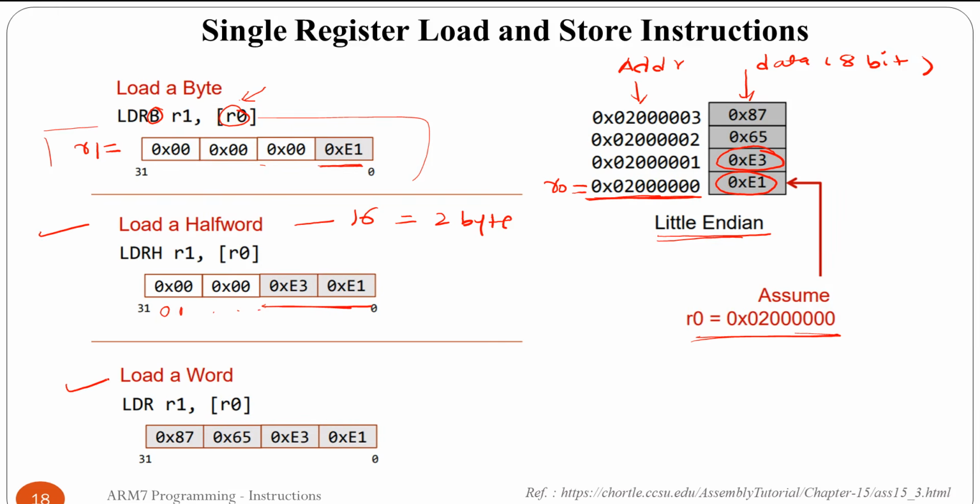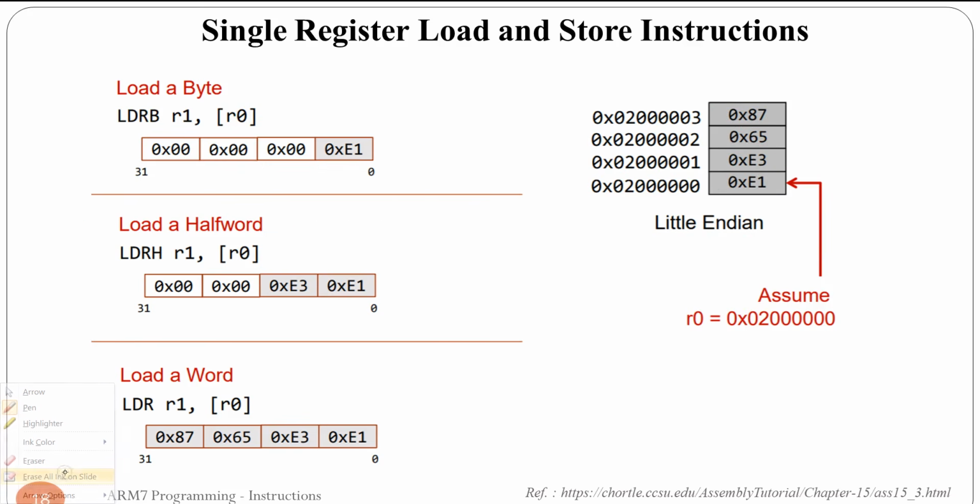Word means 32 bits of data, which is nothing but 4 bytes. So load register R1 comma R0. R0 is pointing to this, so all these 4 bytes of data will be loaded into the R1 register. Now this is related to the load instruction. I have taken this example so that you will get a clear idea about the memory addresses and data, and accessing a byte or half word of data inside the register.